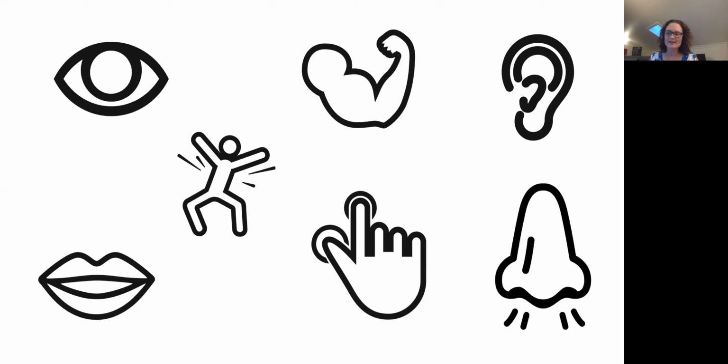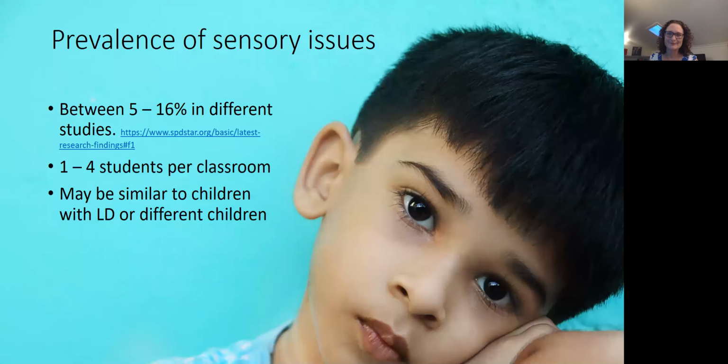So the last one is our smell sense, and this might impact kids in the classroom if they're oversensitive. They might notice your deodorant or perfume, and they might find that bothersome. But some children actually seek out different smells, and it helps to keep them alert and awake as well.